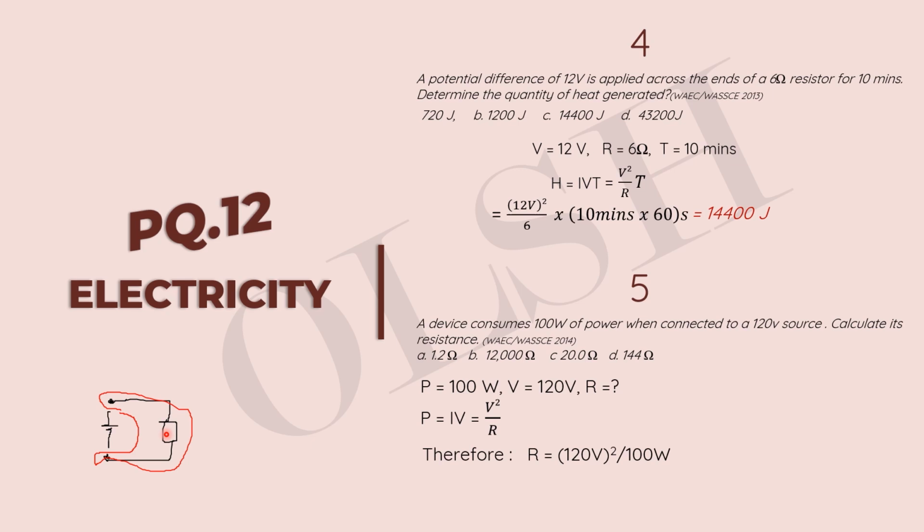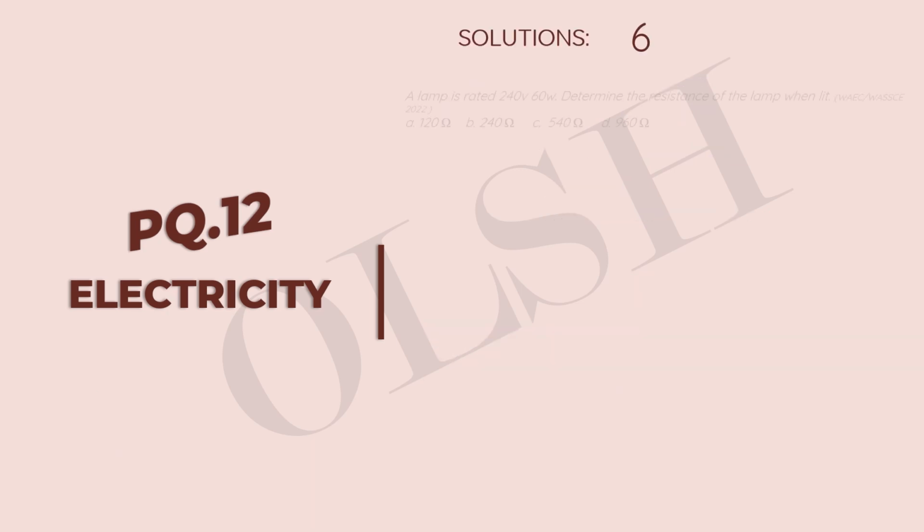Then we bring in our values, put our parameters into the equation. We're going to have 120 squared over 100 watts because we've made R the subject of formula. So if we solve for that, we're going to have 144 ohms.